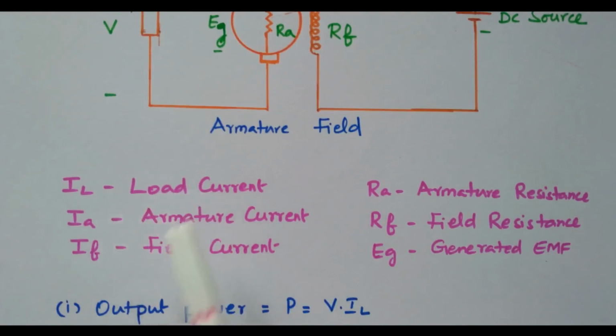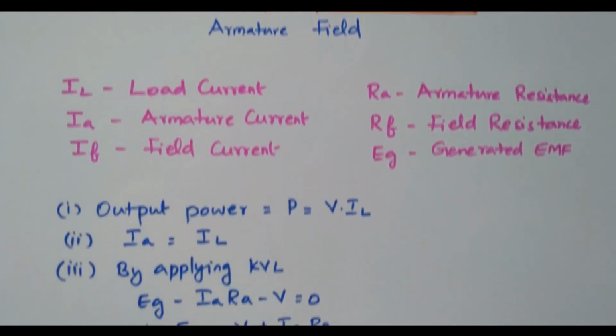So IL is the load current, IA is the armature current, IF is the field current, RA is the armature resistance, RF is the field resistance, and EG is the generated EMF. Now we will see the equations.